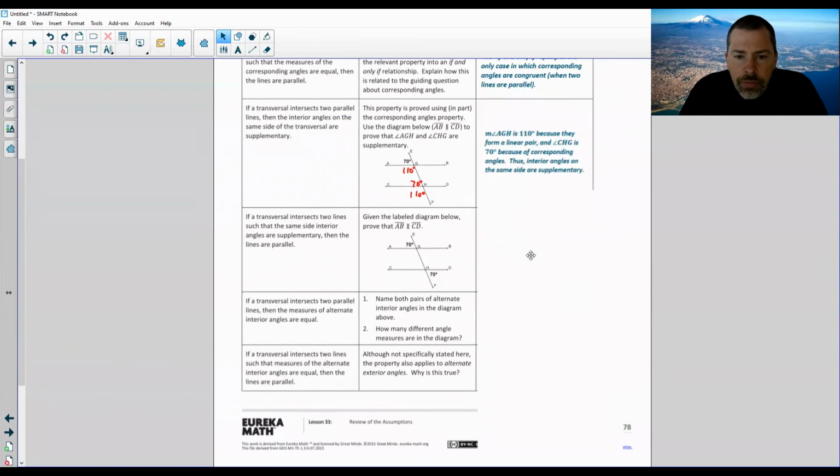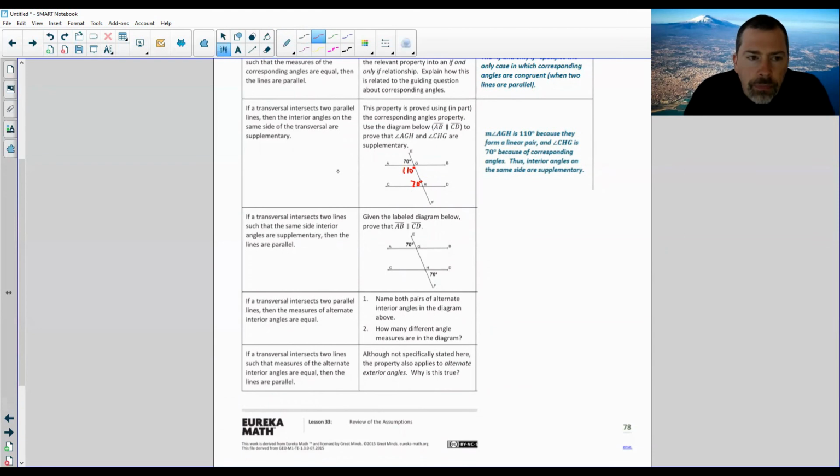The measure of angle AGH is 110 degrees because they form a linear pair. And the measure of angle CHG is 70 degrees. CHG is 70 degrees because of corresponding angles, this 70 and this 70. Thus, interior angles on the same side are supplementary, 110, 70. So I didn't really need this.